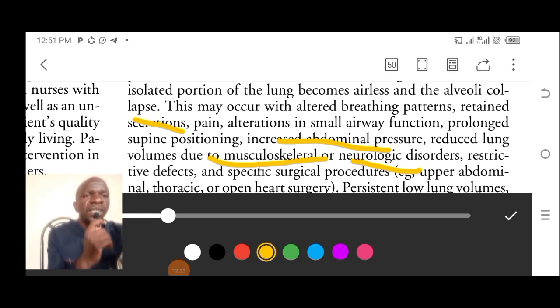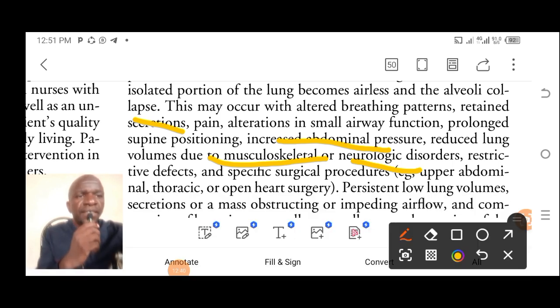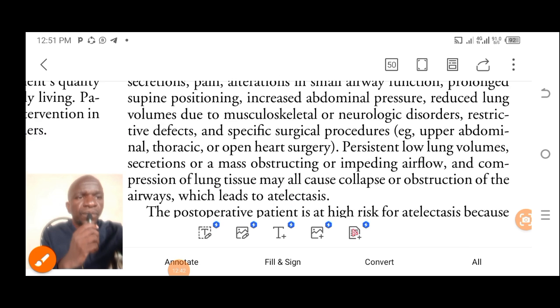These ones also can affect how the lungs perform their function, leading to absence of air in the alveoli and subsequently lung collapse, right? For example, upper abdominal, thoracic or open heart surgery. These are some of the issues as well.